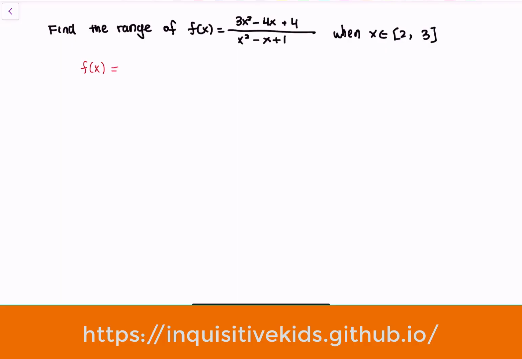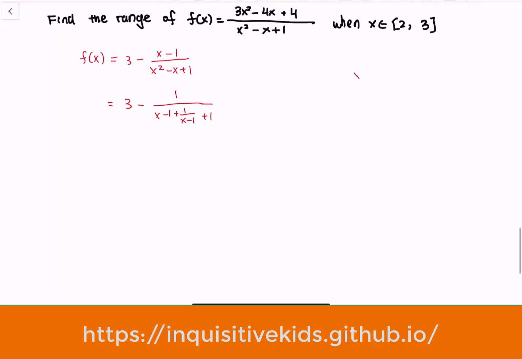We can rewrite it as 3 minus x minus 1 over x squared minus x plus 1. Now this is equal to x minus 1 plus 1 over x minus 1 plus 1. Because we know that x is between 2 and 3, x minus 1 is between 1 and 2.